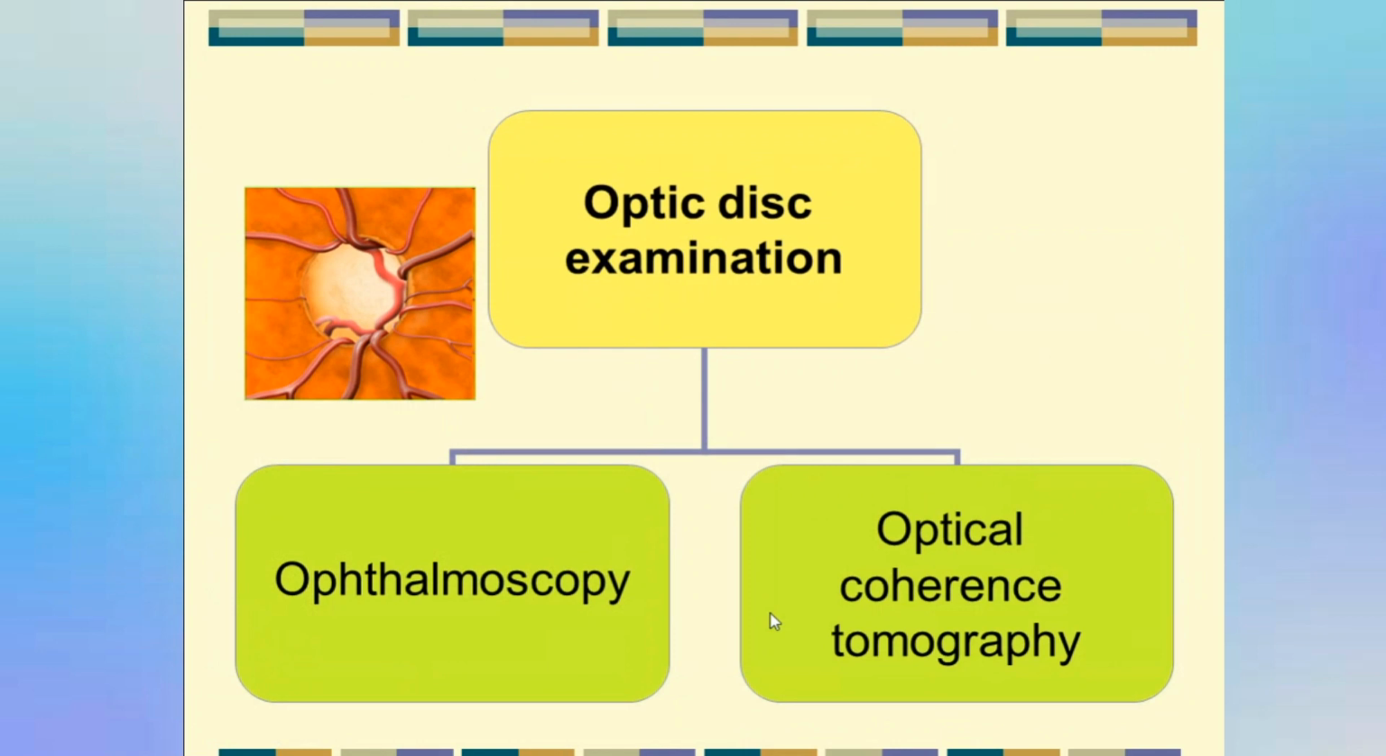Okay, and in a case of glaucoma, in a case of suggestion of glaucoma, we should examine the optic nerve. The optic nerve we can examine by ophthalmoscopy. It's a rather old method, but still effective, and we can make an examination of the optic nerve using optical coherence tomography. Who was at practical classes, I think, knows about this method.